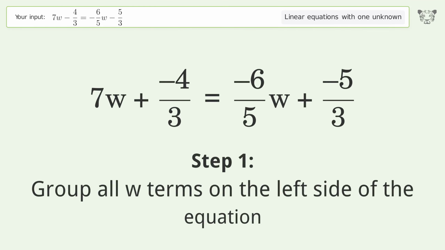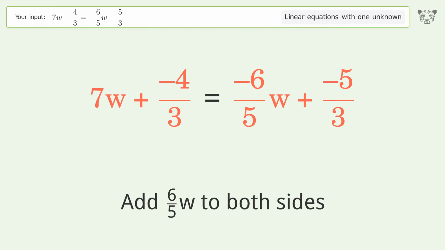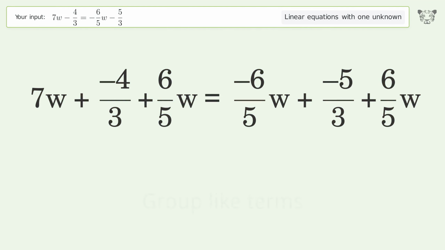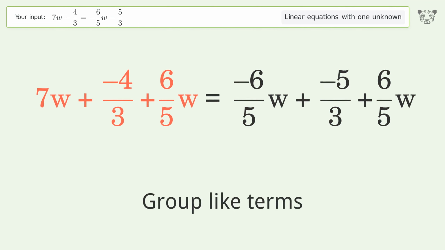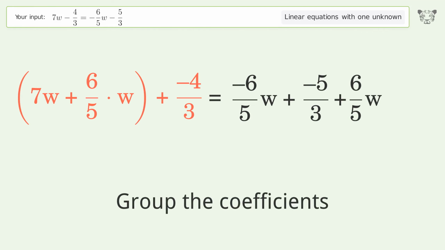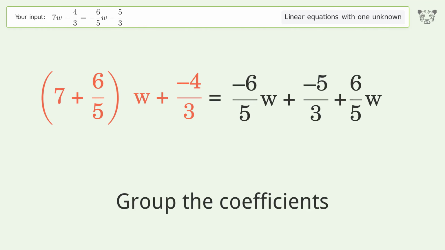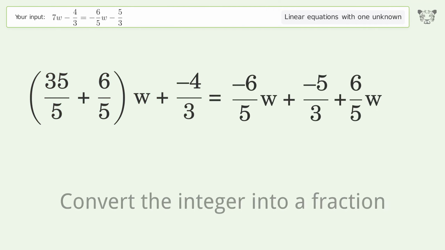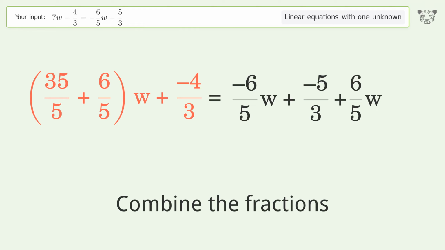Group all w terms on the left side of the equation. Add 6/5w to both sides. Group like terms. Group the coefficients. Convert the integer into a fraction. Combine the fractions.